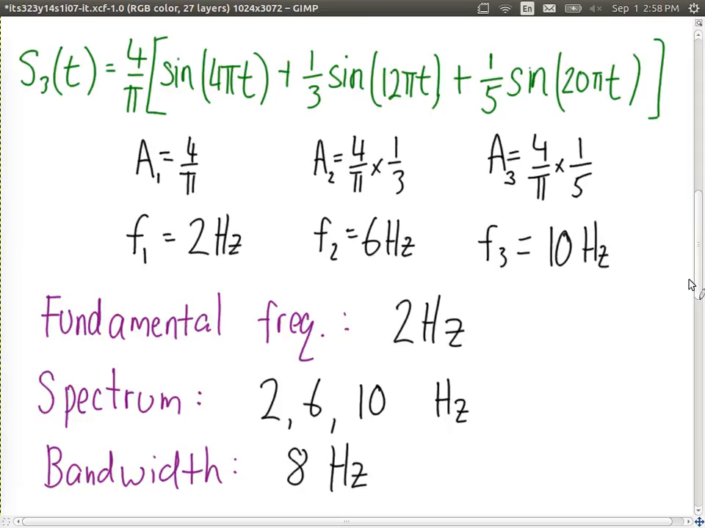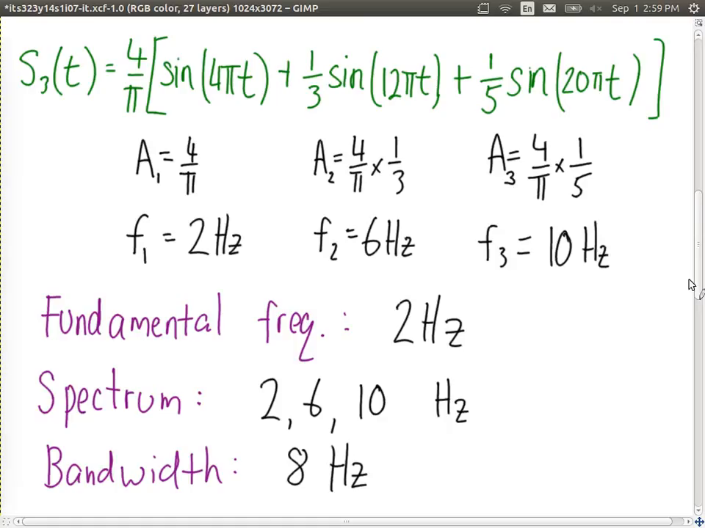Look at our equation, it has three sine waves. The green equation, three components added together. 1, 2, 3. And we've already listed for each component their peak amplitude, the multiplier out the front. If we look at the first component, it's 4 on pi times sine. The second one is 4 on pi times 1/3 sine. Third component, 4 on pi times 1/5 sine. So they are what we call the peak amplitudes of each component, these three values.